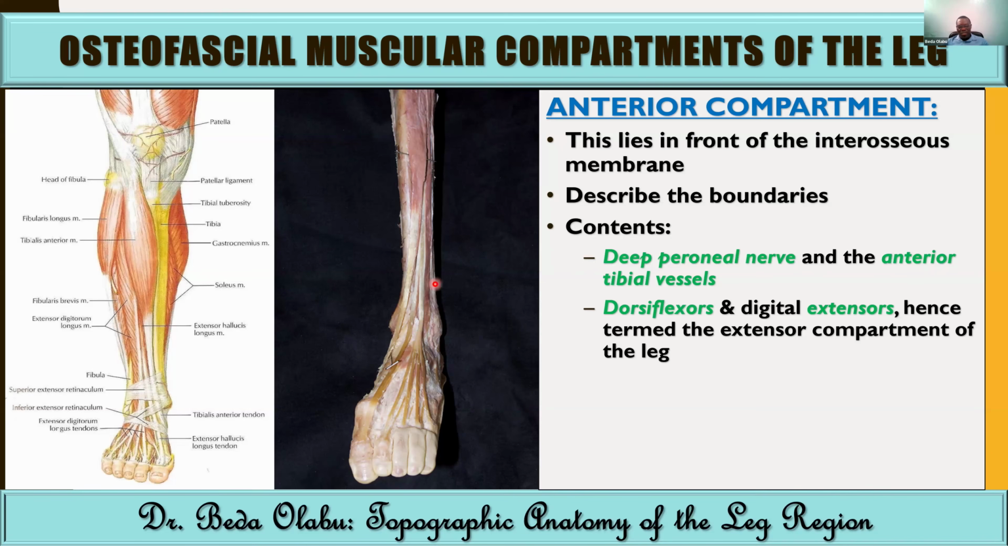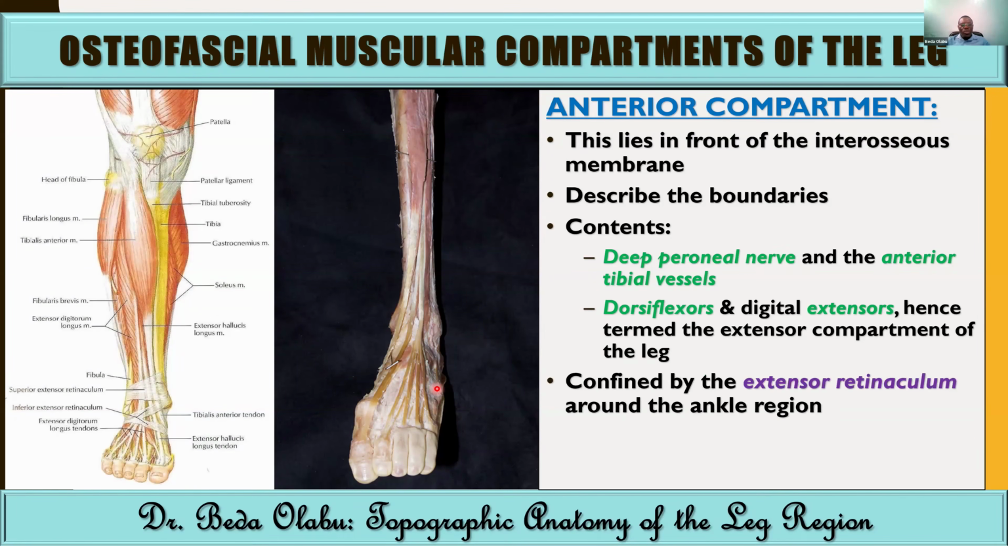Peroneus tertius is actually attached to extensor digitorum longus, except that it's a bit fleshy up to down there. And then its tendon goes to that side. I'll show you in the next image better. Important to note is that these tendons, the dorsiflexors, are confined at the level of the ankle joint by the extensor retinaculum. However, these tendons continue all the way to the dorsum of the foot, as you can see here.